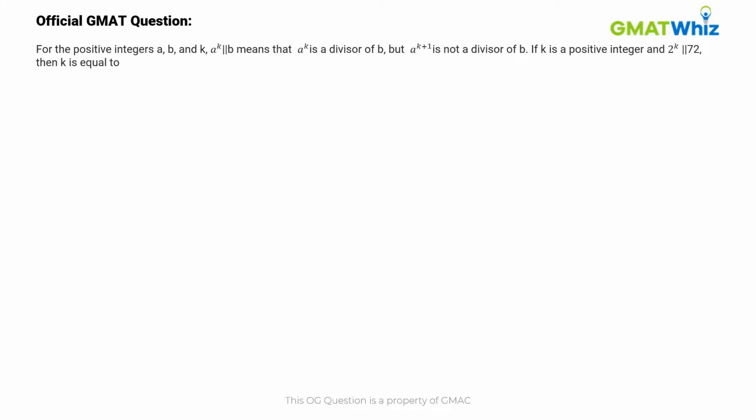In this question, we are given a new definition of a mathematical operator. So let's write down the information first. We have that a and b and k, they are all positive integers. That means they are all greater than 0.